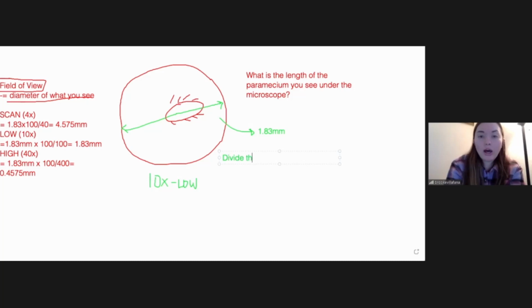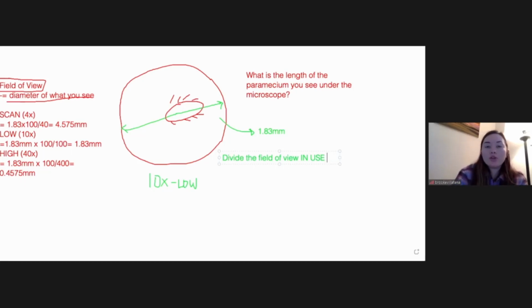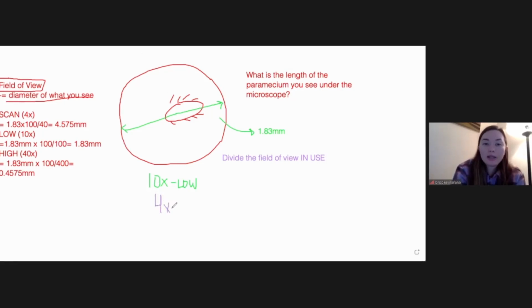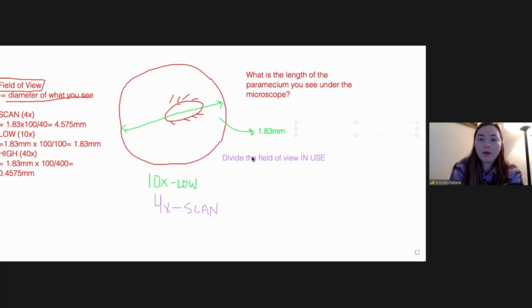So you will divide the field of view in use. So for example, this microscope is in low power, so we used 1.83 millimeters. What if the microscope had been in 4x scanning power? Wouldn't we have used a different field of view, right? So if you walk up to the microscope and you see that it is in scanning power, you then know, okay, the field of view has changed now, because if it's in scanning power, my field of view is 4.575 millimeters.